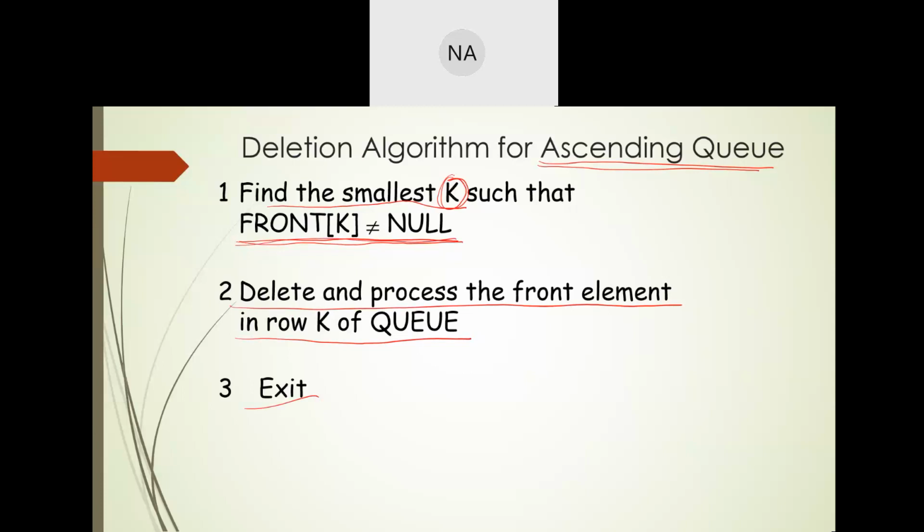And if you use the descending queue, then you will find the largest k such that front k is not equal to null, and then delete the front element in row k of the queue. This is the deletion algorithm. It has two steps: first, you find the appropriate queue, and then you delete the first element of that queue.